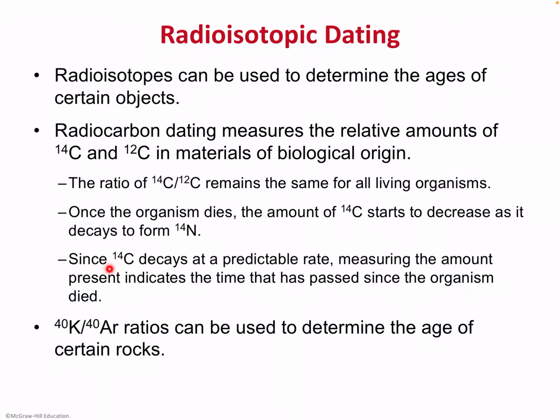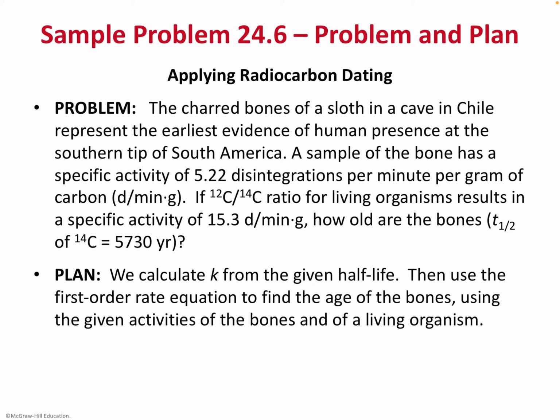Once the organism dies, the amount of carbon-14 starts to decrease as it decays to form nitrogen-14. And we know that carbon-14 decays at a predictable rate and it has a specific half-life. Measuring the amount present indicates the time that has passed since the organism died. Potassium-40 and argon-40 ratios are also used to determine the age of certain rocks. Let's look at this example of how we can apply radiocarbon dating to find out the age of a bone.